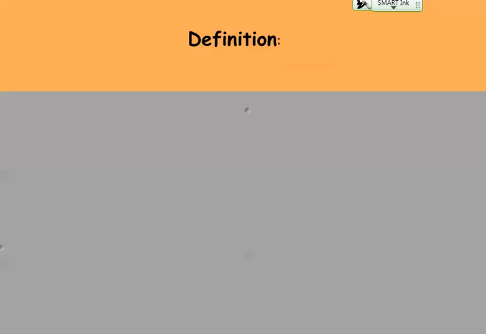So let's start with some definitions. Now remember, when you're writing down, if you see a word in red, that gets written on your paper. I have everything else filled in for you. Also, you need to write down all of the examples.